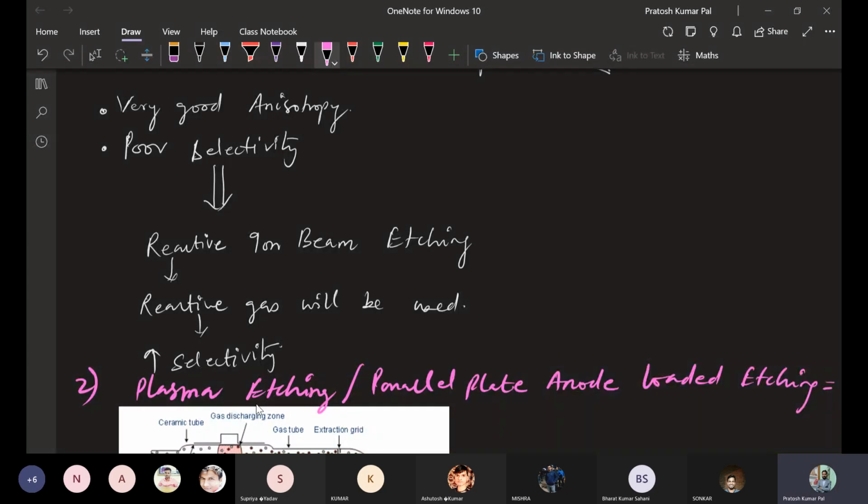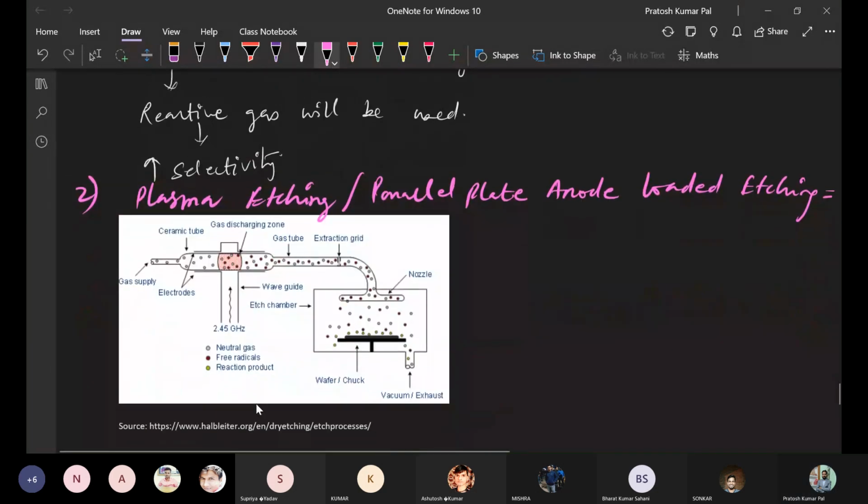Okay, so here in this case, plasma etching, we call it plasma etching, or we call it parallel plate anode loaded etching. So here parallel plate, so two parallel plates will be used. One will be the anode, one will be the cathode. A parallel plate anode loaded, that means we will be placing the substrate at the anode. At the other node the ion beams will basically be exposed. Okay, so this is the complete setup.